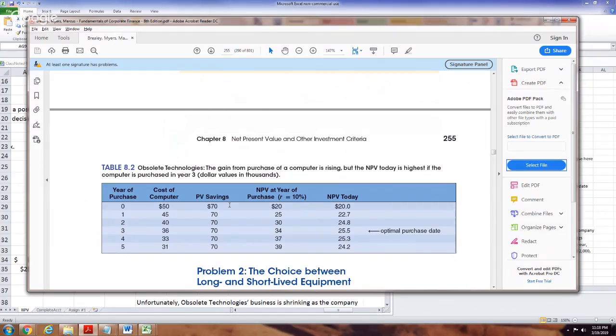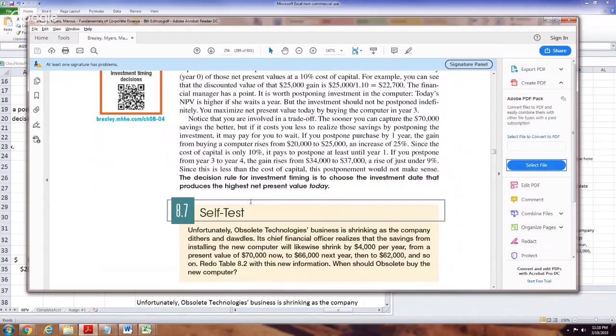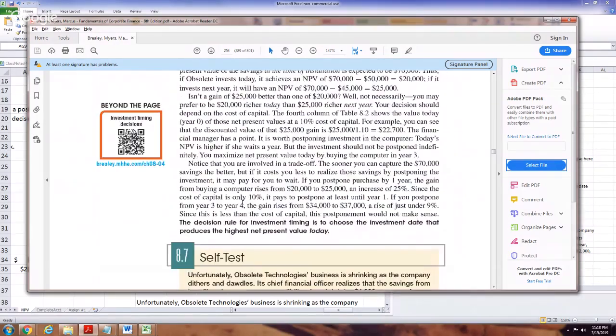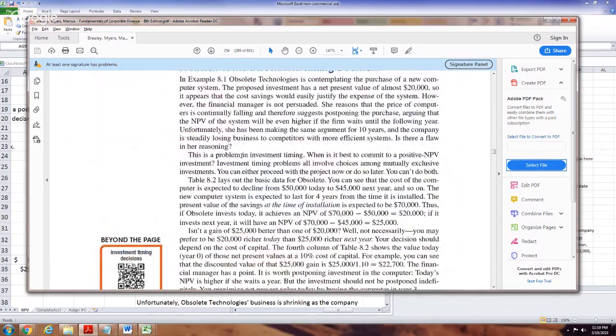So let's go through the Excel and really try to figure out what this is, because guessing just from this table isn't really the best way. And then there's a self-test in here that we're going to look at. Okay, let's see what it says. If you'll bear with me, let's just try and read this.